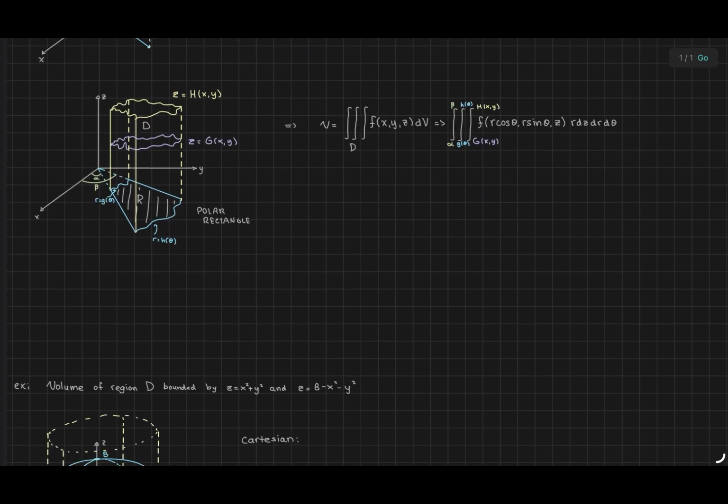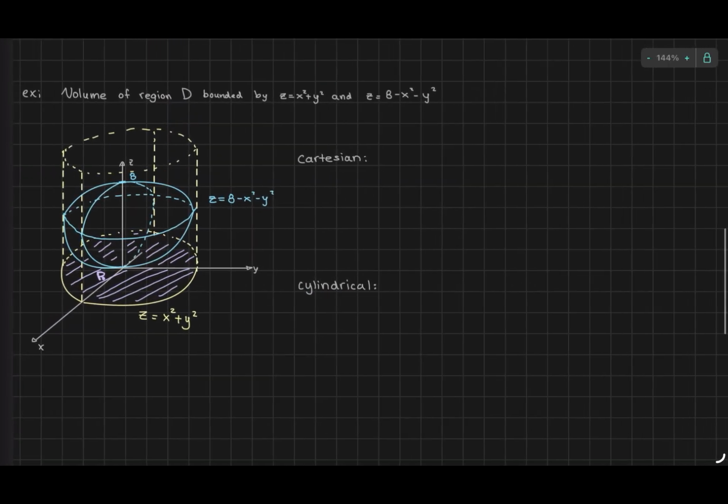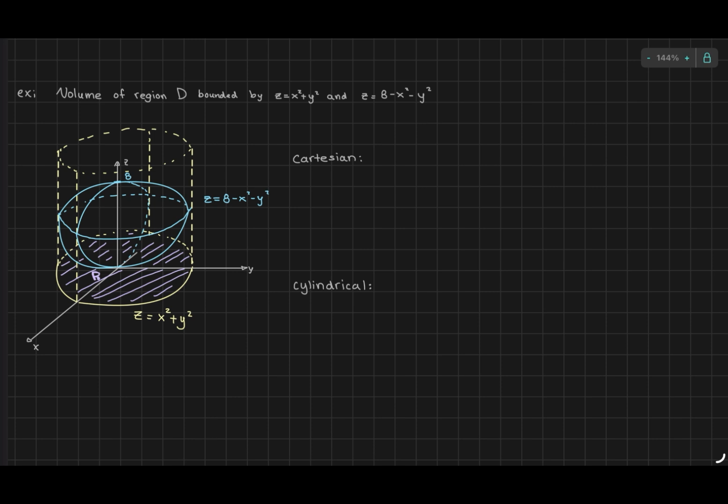So let's go ahead and get into our first example. We're asked to find the volume of region D bounded by z equals x squared plus y squared and z equals 8 minus x squared minus y squared. So I drew that here. Not really much to say about the drawing itself, to be honest. I just drew that there to get it out of the way.